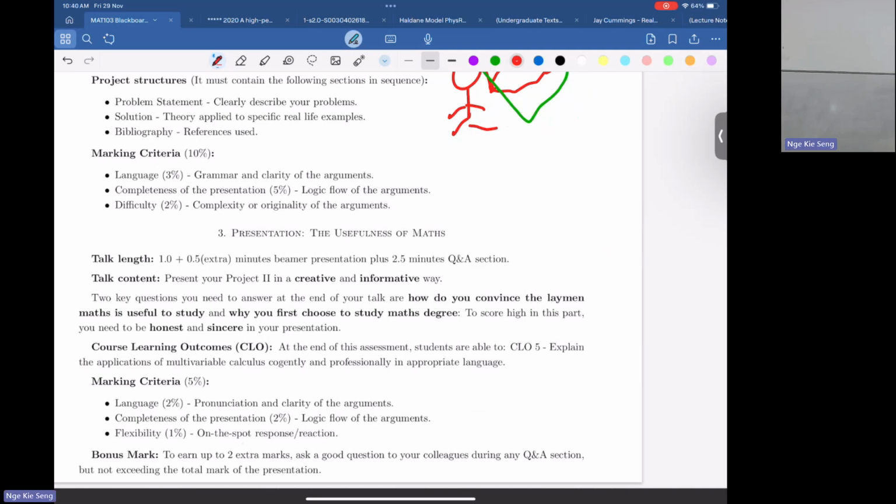And then after the presentation, you have to answer two questions. One question is, how do you convince a layman that maths is useful to study? Tell a non-maths student why maths is useful to study. The other one is, I want you to think about why you first chose the maths degree to study. So you need to think about these two questions to answer.